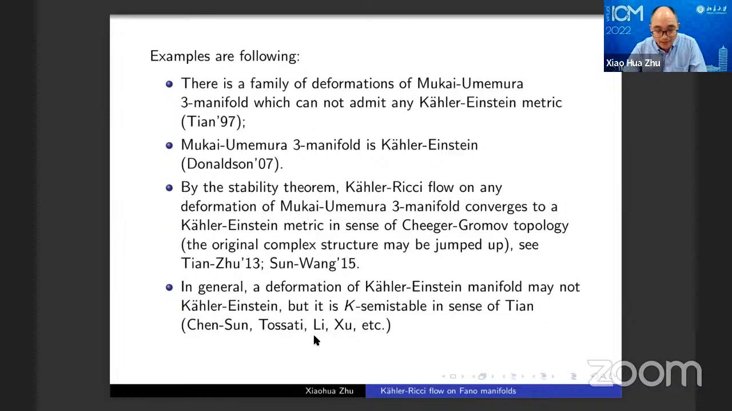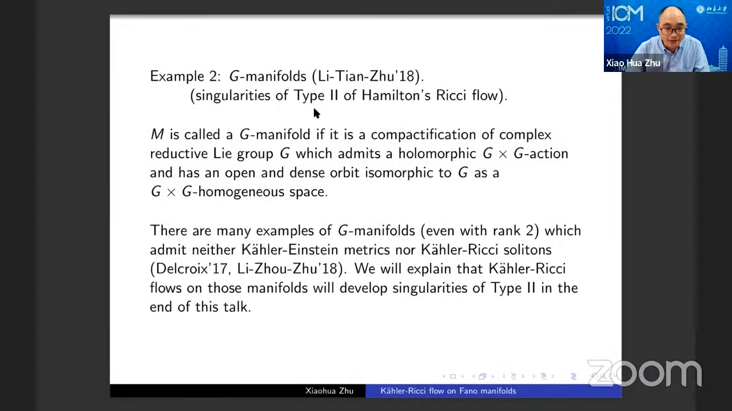So another example is the G manifold, on which the flow develops a type two singularity. So M is a G manifold. This means it is a compactification of a compact reductive Lie group, with a G times G action, and an open dense orbit isomorphic to G as a G times G homogeneous space.